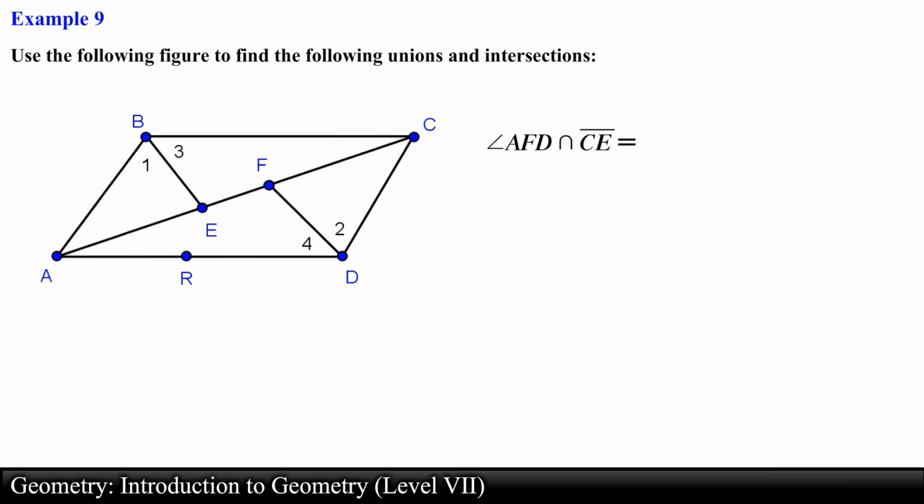The set of points represented by angle AFD are shown as follows. In the same manner, the set of points represented by line segment CE are shown as follows. We are asked to find the intersection of these two sets of points. Observing the points of intersection, we see that they intersect at a given line segment. So the intersection of angle AFD and line segment CE forms the set of points located on line segment EF, or written another way as line segment FE.